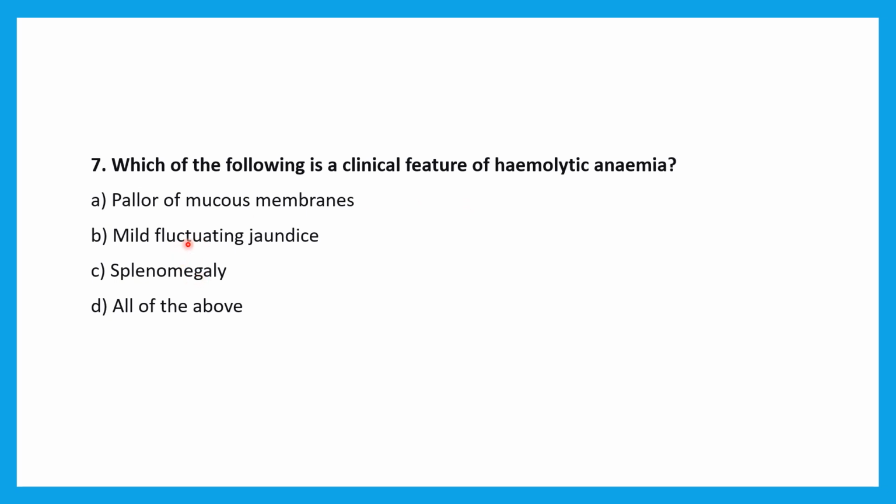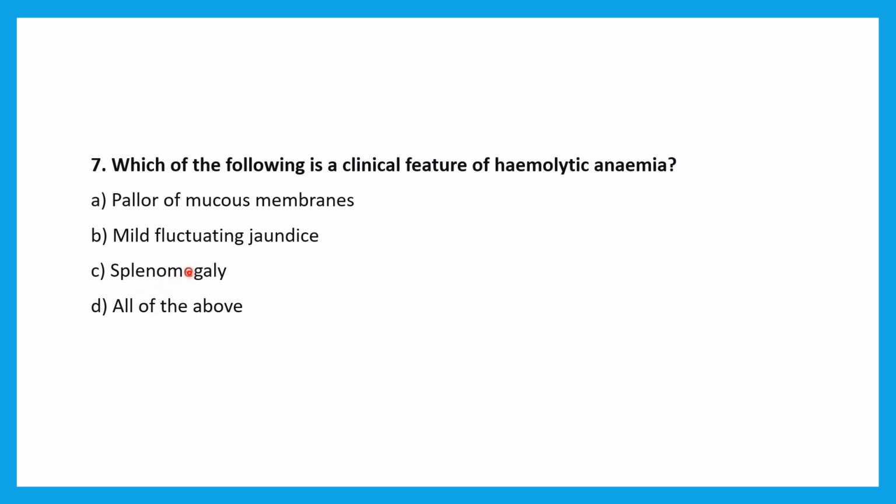Okay, so when we talk of the pallor of mucous membranes, of course, this is a clinical feature of hemolytic anemia. Mild fluctuating jaundice is a feature of hemolytic anemia, and splenomegaly also is a feature of hemolytic anemia. Remember, pallor is due to the anemia itself in hemolytic anemia, and jaundice comes about because there is increased breakdown of hemoglobin, leading to what is known as the unconjugated bilirubin.